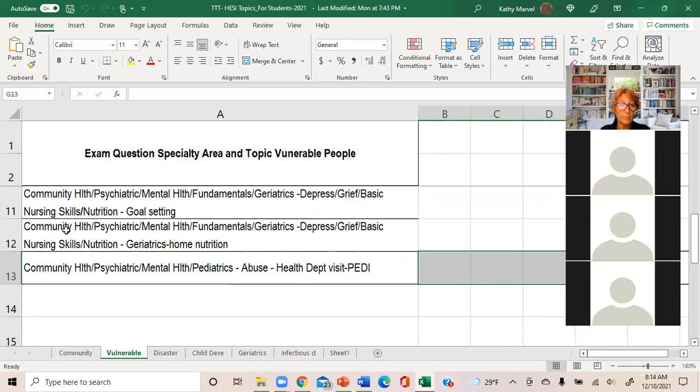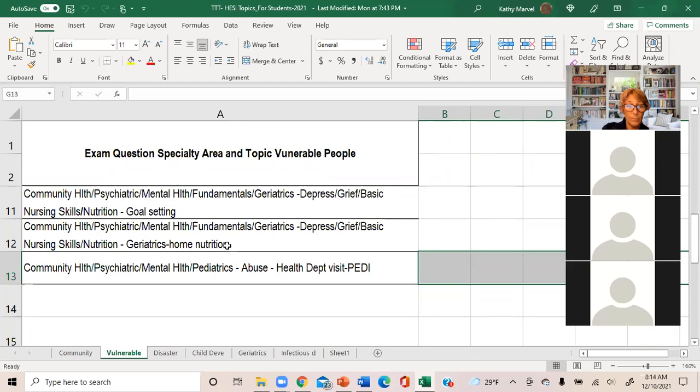Let's see. Nursing skill, nutrition, geriatric home nutrition. What do we think that might cover? I don't know where it came up, but it was the Meals on Wheels, and I still need it to be explained to me why Meals on Wheels was a greater priority than having a home health aide in that scenario. Okay, that's going to come up. So let's talk about it when we get there.